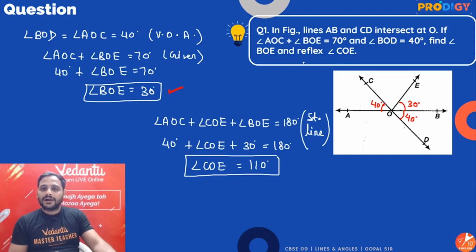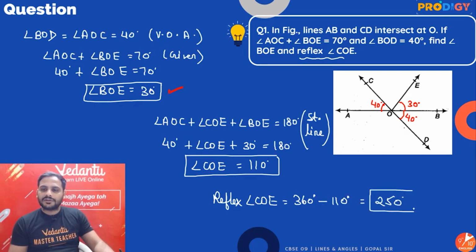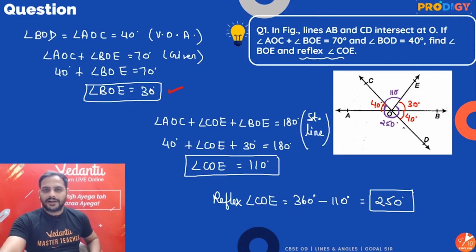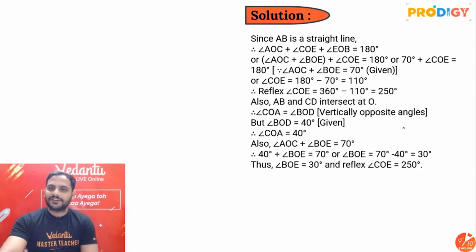Now I have to find out reflex of angle COE. So I can say reflex of angle COE will be from 360 degrees subtract the angle COE, which is equal to 250 degrees. Okay? So reflex of angle COE means this angle. And if angle COE is equal to 110 degrees, reflex will be 250 degrees. Alright guys, okay? So this is how we'll be solving our first question.